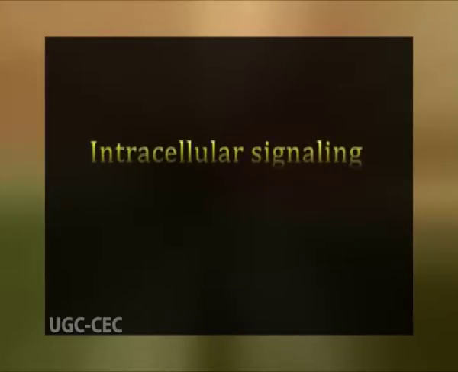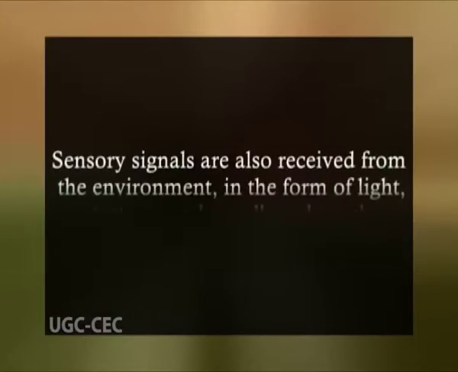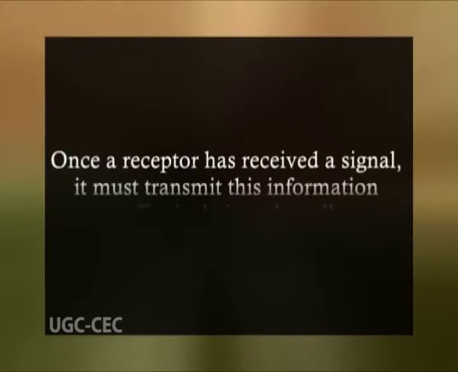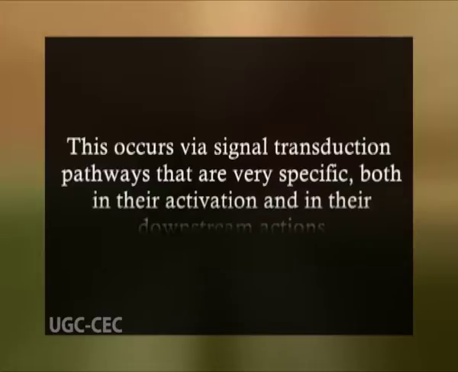Now, moving on to the last part of today's lecture, that is the intracellular signaling pathways. Molecular signals are transmitted between cells by the secretion of hormones and other chemical factors, which are then picked up by different cells. Sensory signals are also received from the environment in the form of light, taste, sound, smell, and touch. Once a receptor has received a signal, it must transmit this information effectively into the cell. This occurs via signal transduction pathways that are very specific in their activation and in their downstream actions.